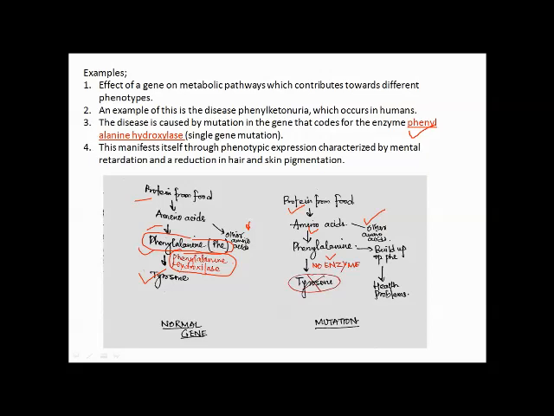So one gene is responsible for the expression of the enzyme required for the digestion of phenylalanine, and its absence causes mental retardation and reduction in hair and skin pigmentation. So here you can say that a single gene was responsible for the non-expression of different enzymes that were required for digestion of phenylalanine.